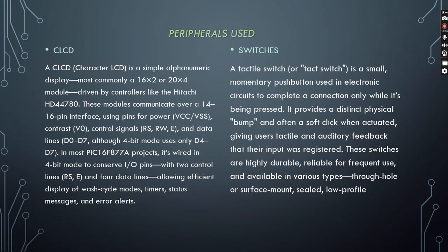The next main and primary peripheral we use is the switch. Here we use a tactile switch or push button switch. So let's see what a tactile switch is. A tactile switch is a small momentary push button used in electronic circuits to complete a connection only while it's being pressed. It provides a distinct physical bump and often a soft click when activated, giving users tactile and auditory feedback that their input was registered. These switches are highly durable, reliable for frequent use, and available in various types: through hole or surface mount, sealed or low profile.